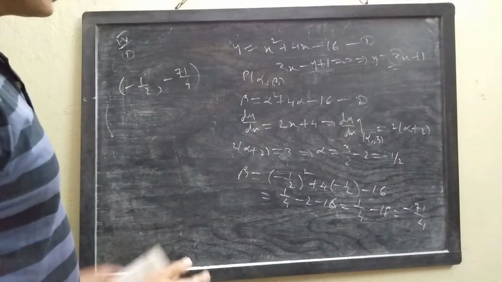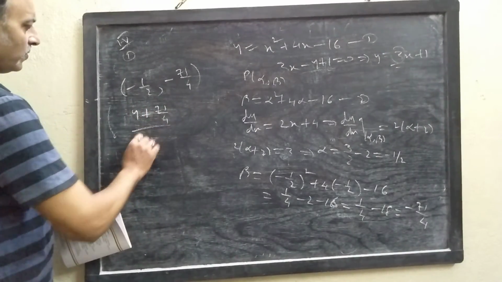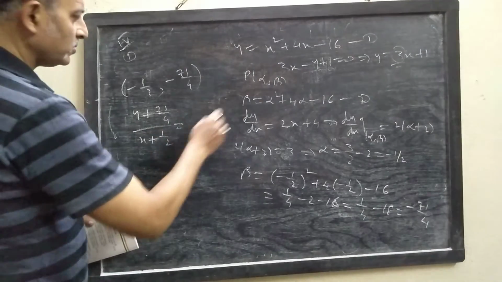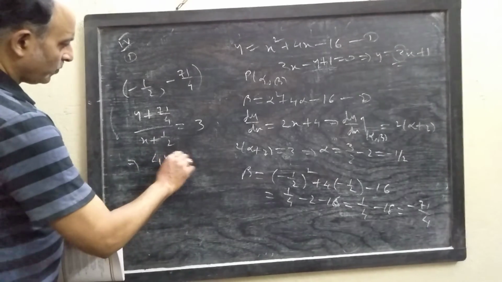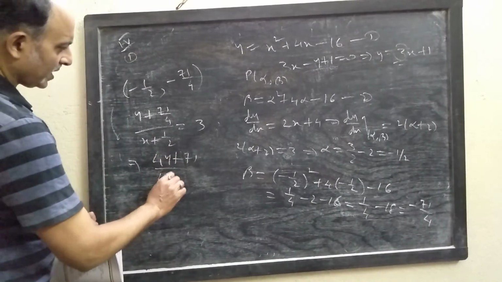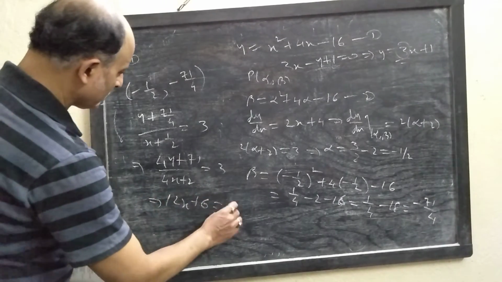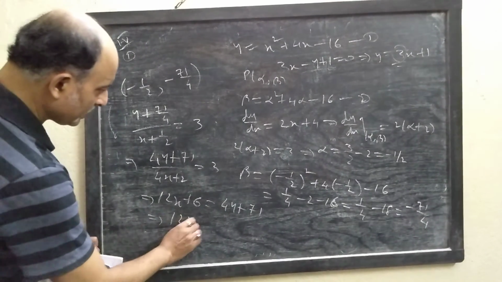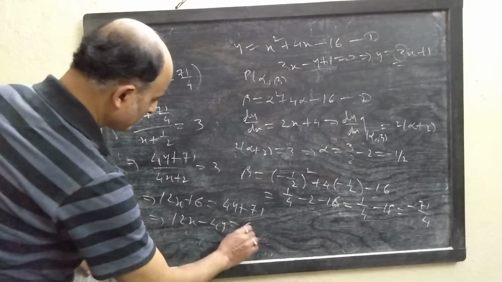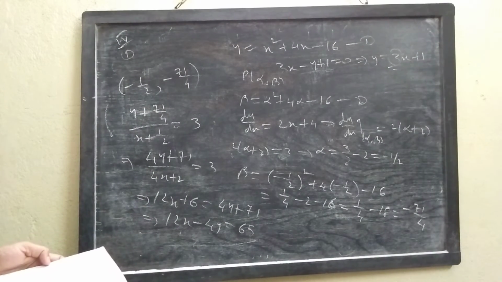But you are asked to find the equation of the tangent. So the equation of the tangent will be (y plus 71 by 4) by (x plus half) equals 3. Multiply both numerator and denominator by 4, you get (4y plus 71) by (4x plus 2) equals 3. That implies 12x plus 6 equals 4y plus 71. That ultimately gives 12x minus 4y equals 65. This is the equation of the required tangent.